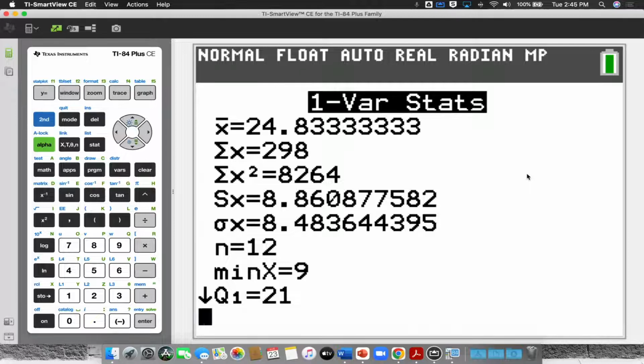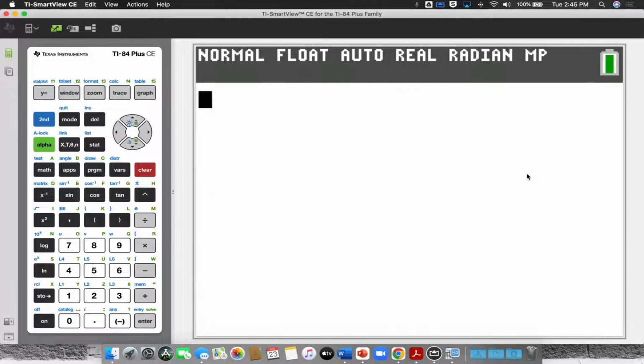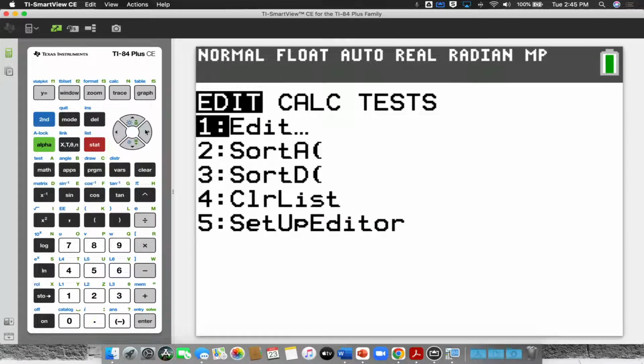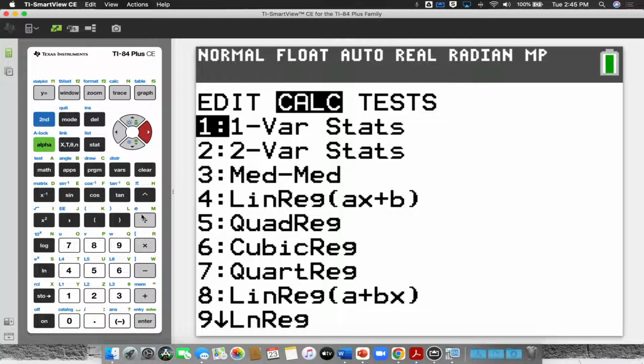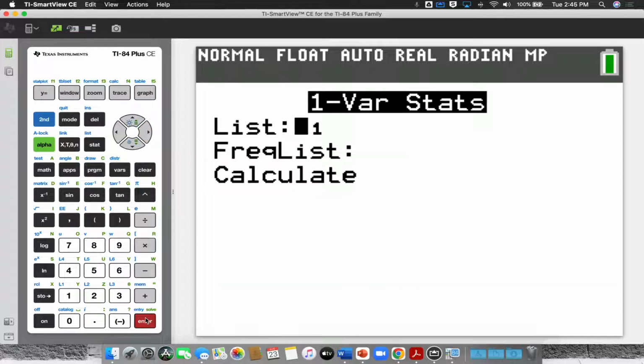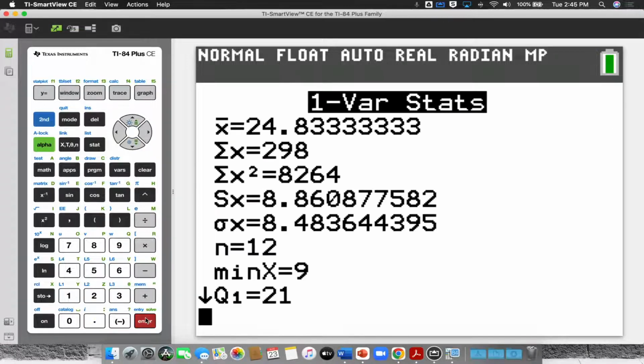Okay, so how to get there? We did that last time, but just a reminder. So we go to stat, we go to calculate, and then you hit number one, 1-Var Stats, one variable statistics. You tell them where the list is. Where is my list? Frequency list, we don't touch. And then we hit calculate, and there are the numbers.